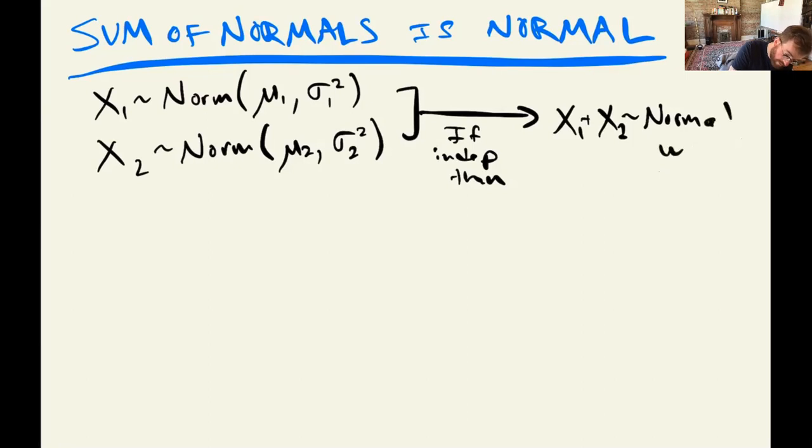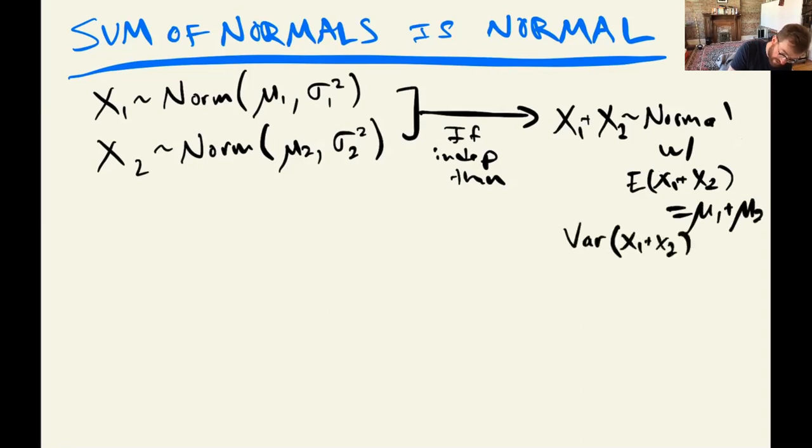This is normal with expectation of x1 plus x2 of course equaling the sum of the means by linearity of expectation, but then also the variance of x1 plus x2, because they're independent, ends up being the sum of the variances. So in particular, the standard deviation ends up being sort of governed by the Pythagorean theorem, square root of sigma 1 squared plus sigma 2 squared. And this kind of makes sense, because if you sum enough things together and you get a normal, and then you were to keep summing, you should somehow preserve this property of being normal.